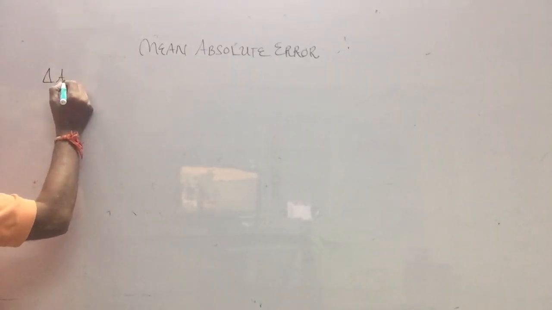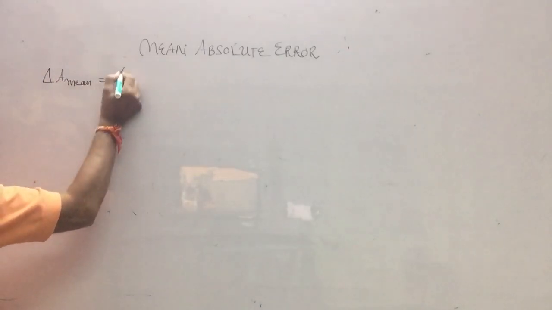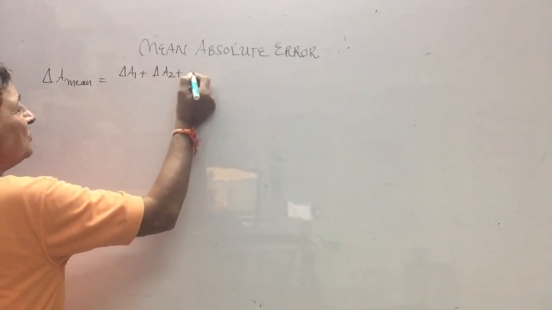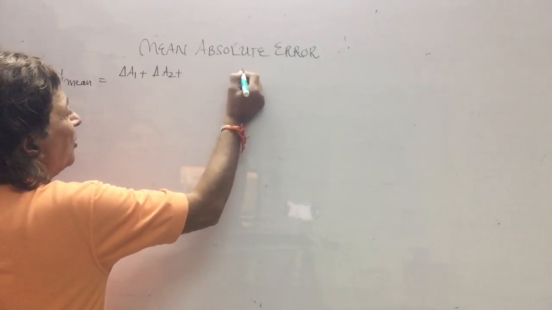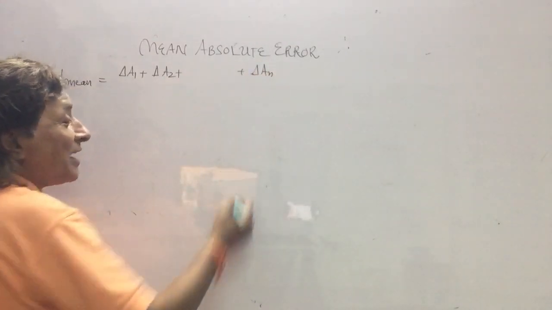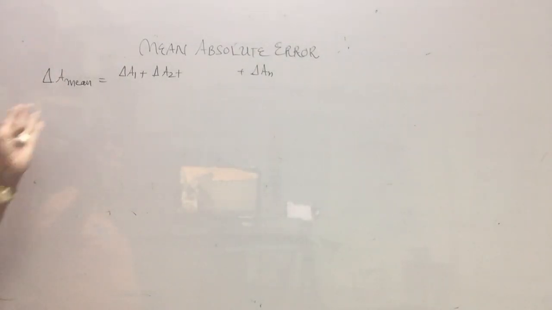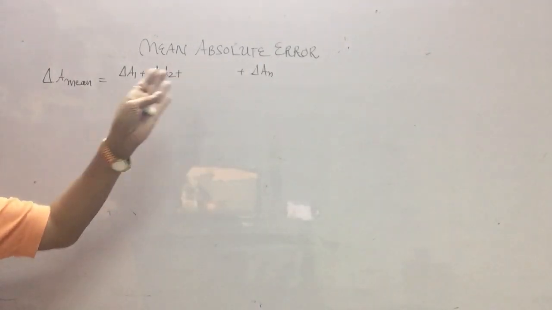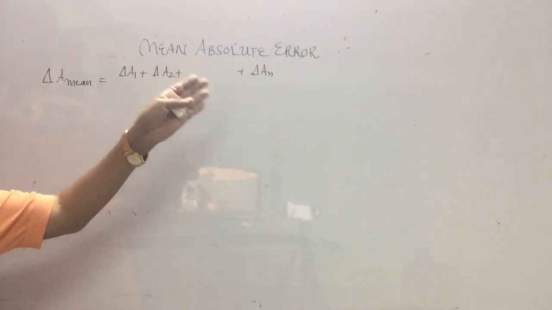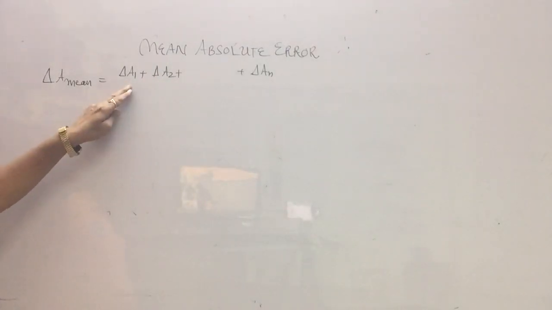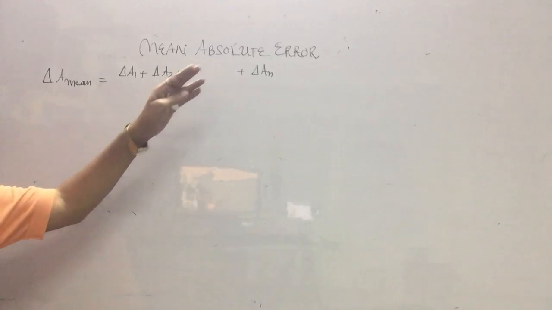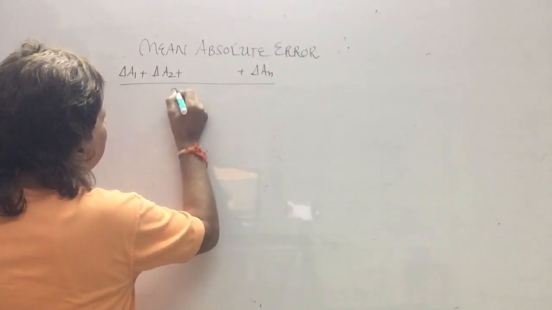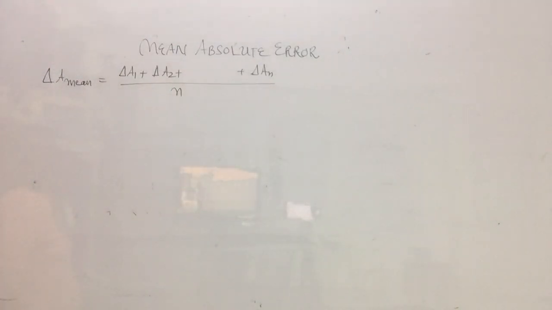Yes, delta A mean is equal to delta A1 plus delta A2 and so on to delta AN. If this question comes in the exam, then delta A3, delta A4, delta A5 and so on, for the full 3 hours you can go up to delta A1080, right? Otherwise, delta A1 plus delta A2 and so on to delta AN divided by N. Make sense?